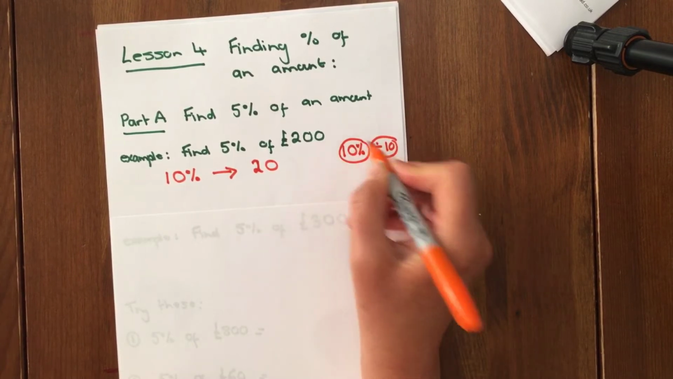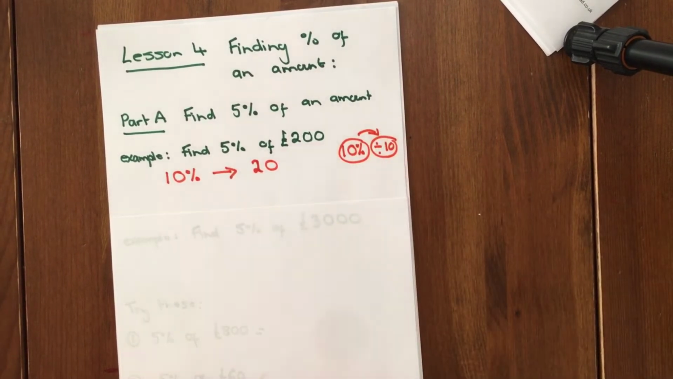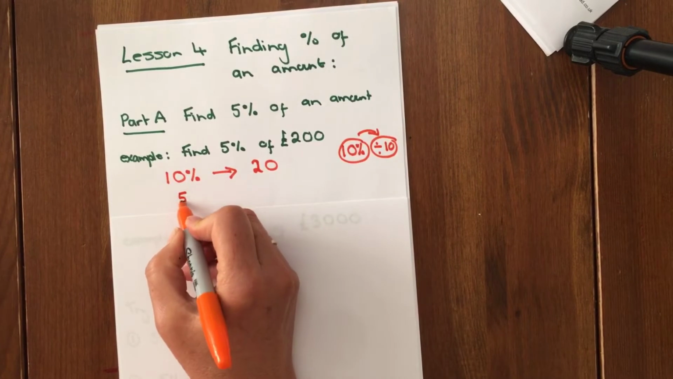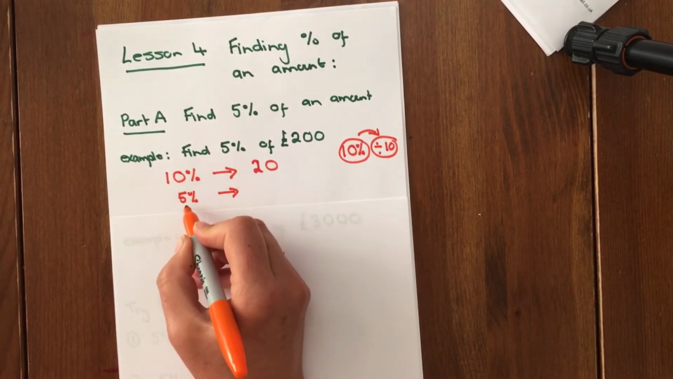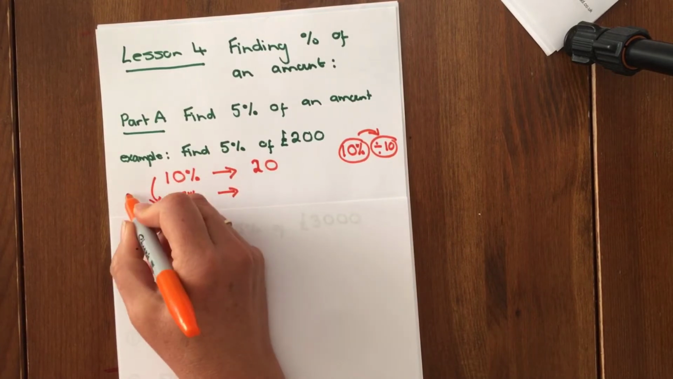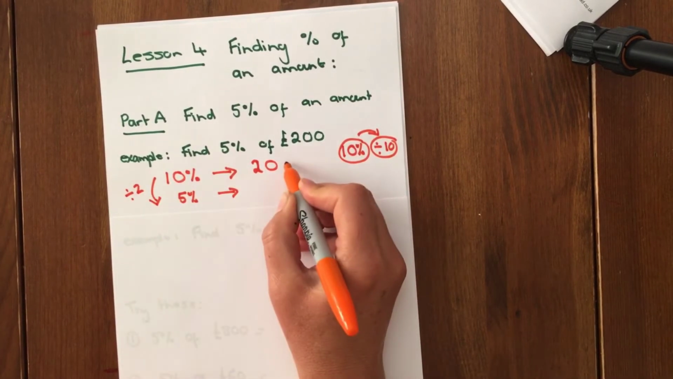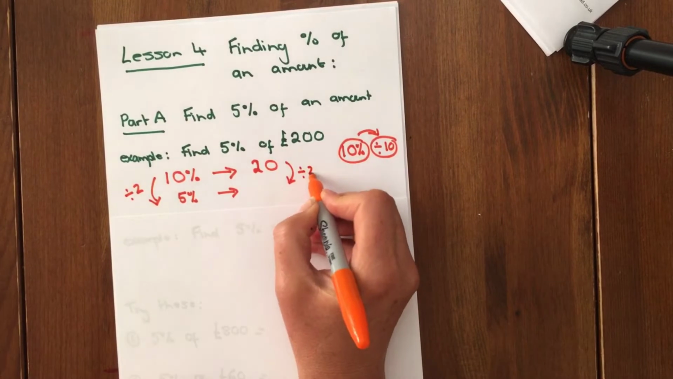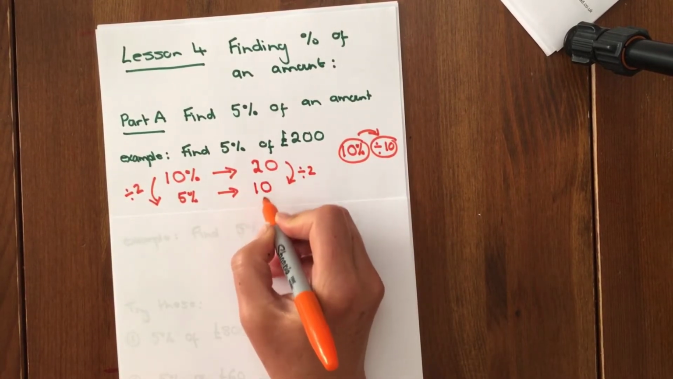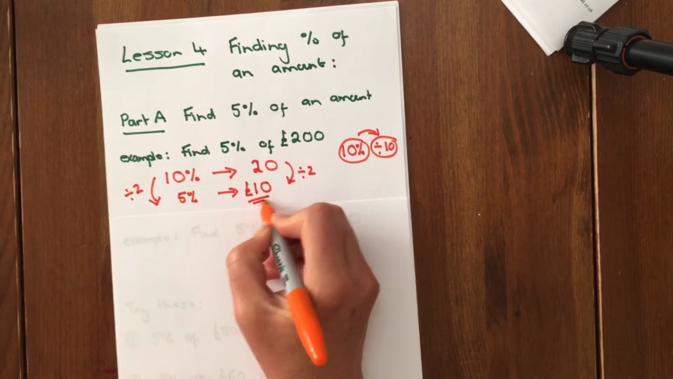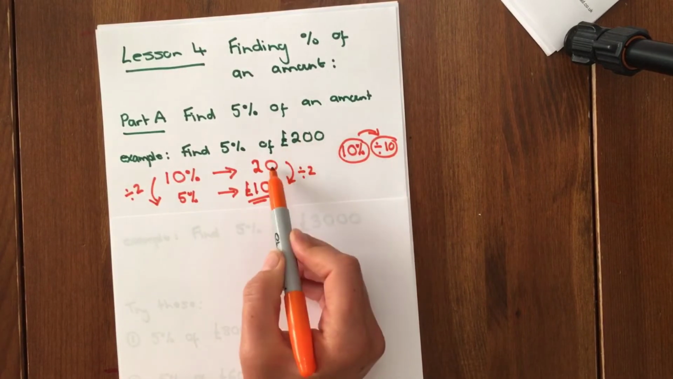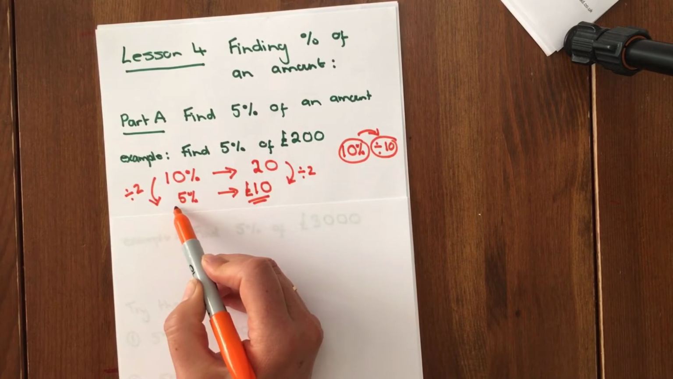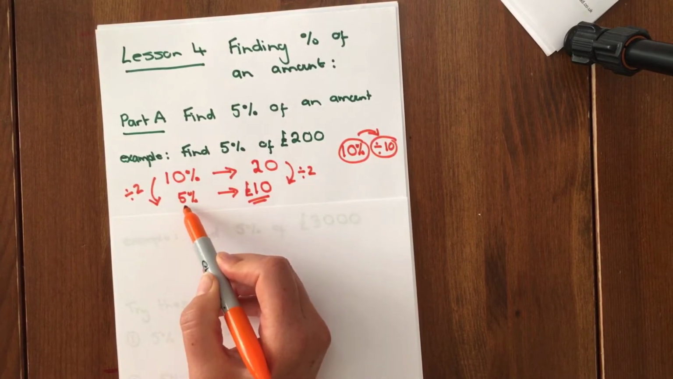Okay, so to get 5%, and I think probably some of you have already got the answer, how do I go from 10% to 5%? Well, I've got to half. I've got to divide by 2. So half of 20 is 10. So just recap that. I found 10% first, I divided by 10. Then to find 5%, I halved 10%.